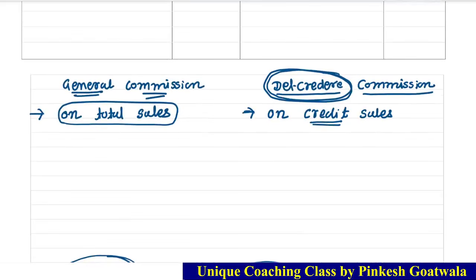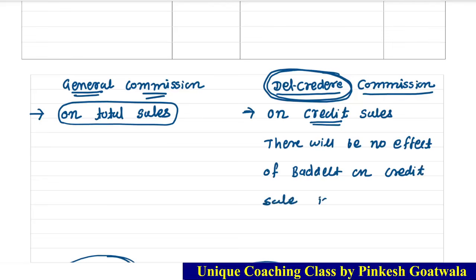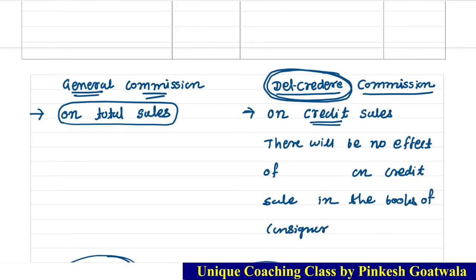So remember, if del credere commission is given, in that case there will be no effect of bad debt on credit sale in the books of the consigner. Okay, so remember these rules. If del credere commission is given, in that case there will be no effect of bad debt on credit sale.